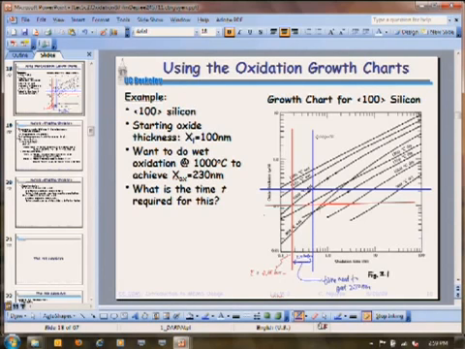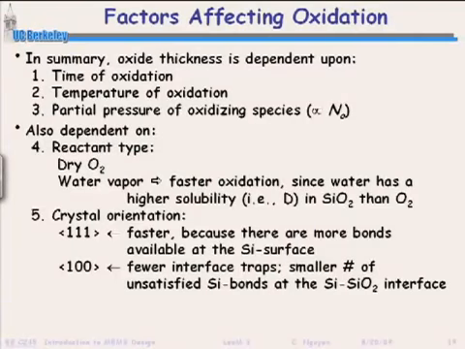So in summary, factors affecting oxidation are things like time of oxidation, how long you do it, the temperature that you do it at, and the partial pressure of the oxidizing species. It's also dependent on reactant type. Okay, so we're using dry O2 or water vapor, where water vapor is faster, since water has a higher solubility in silicon dioxide than O2. The crystal orientation matters. 111 is faster because a 111 surface has more bonds available at the silicon surface, so you get a faster reaction there. We don't use 111 wafers for CMOS or circuits because 100 has fewer interface traps.